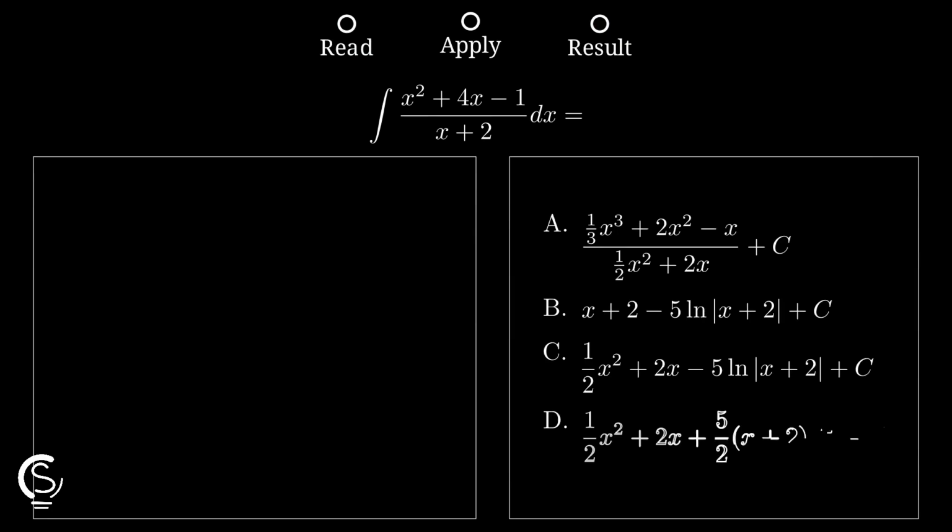First, we perform polynomial long division on the numerator. Dividing x squared plus 4x minus 1 by x plus 2 gives us x plus 2 with a remainder of negative 5.